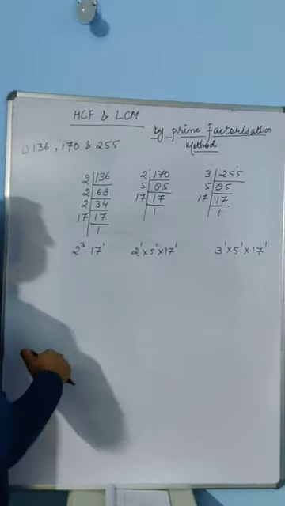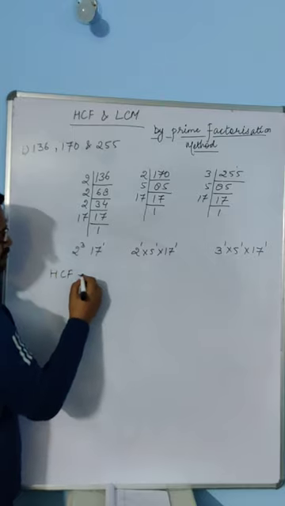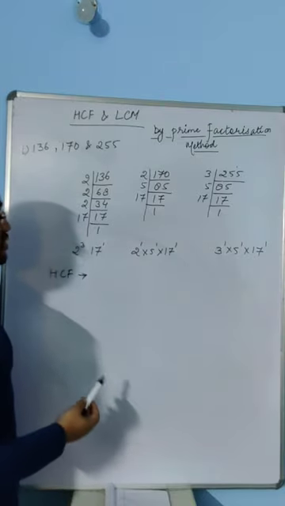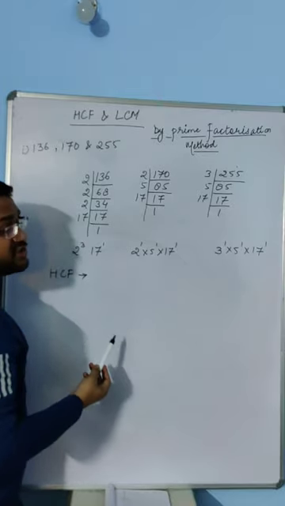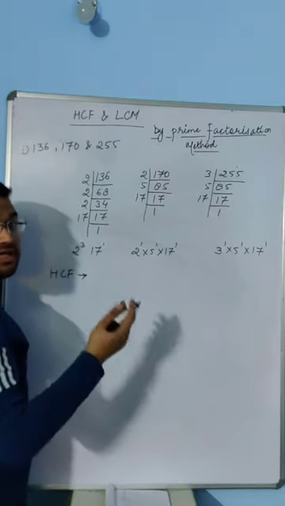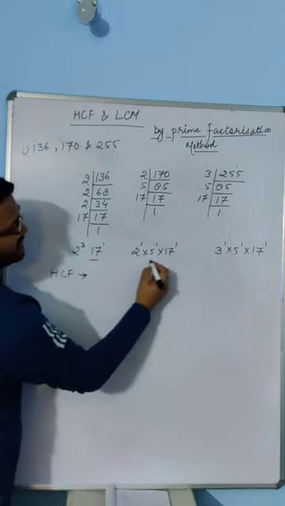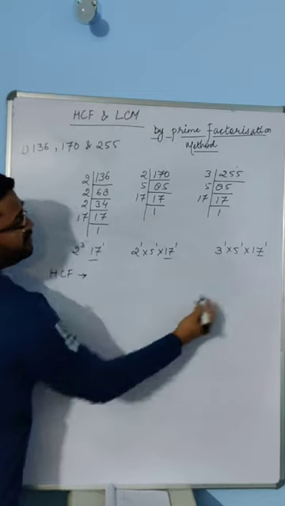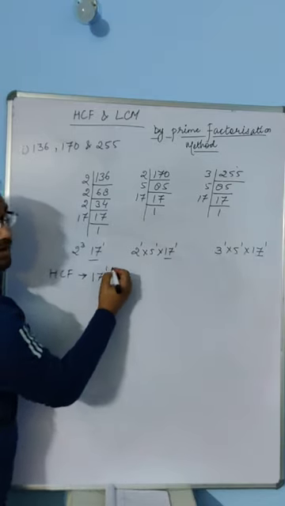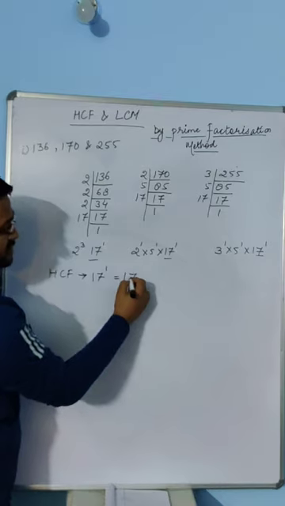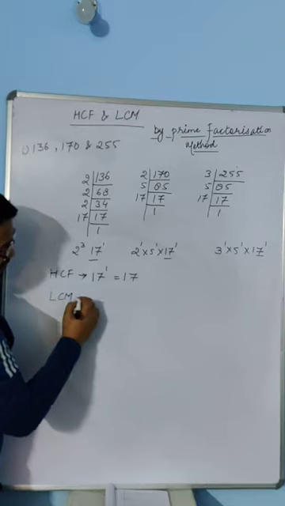Now, let's find the HCF. So HCF is the common in all the given numbers. Which is the term which is common in all the given numbers? The common term with its minimum power. So here the common term is 17, which is common for all, and its minimum power is 1. So the HCF is 17. Now let's find the LCM.